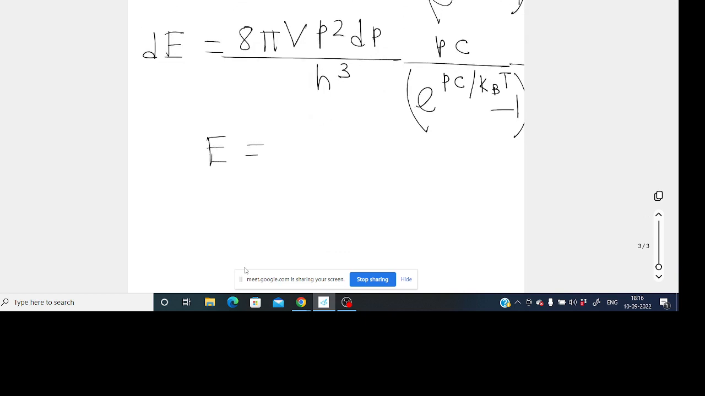But we have discussed before that E equal to pc equal to h nu. Nu is the frequency. So this dE can also be written as, here I will replace this p by h nu by c. Okay, so we'll get this thing.